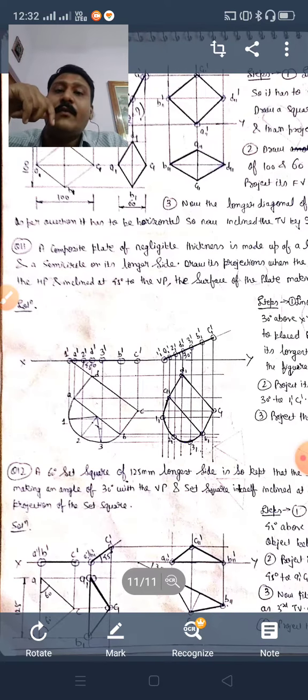If position is given, then you have to draw the 3 steps only. Okay, so I think now it is clear. So this is how your projection of planes is completed 100%.